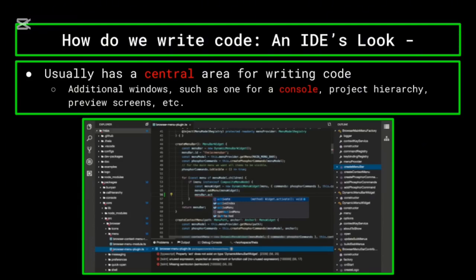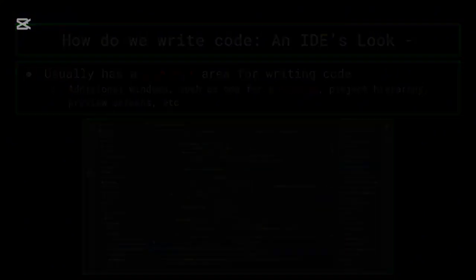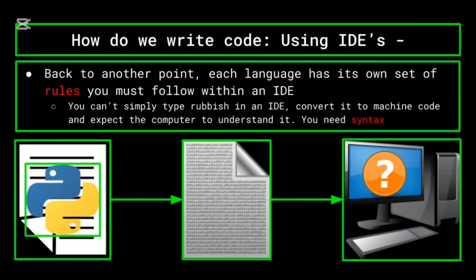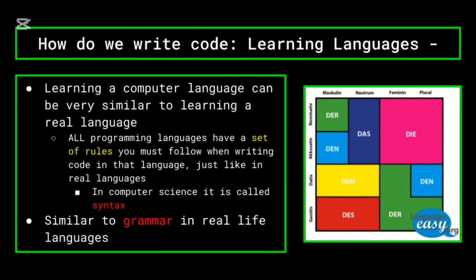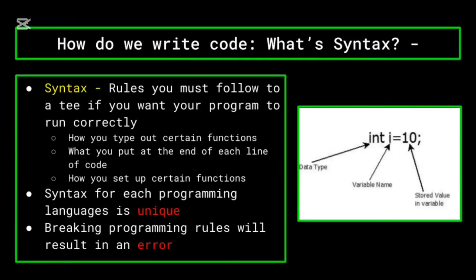The next problem we run into then becomes how do we write this code in the IDE? Because it's not like we can just type random words from a certain programming language and expect the computer to understand. This is where a programming language's syntax comes into play. Now, just as if you were learning a real language, learning a computer language can be very similar. Some have different styles that may seem odd. Some may make you use weird or abstract concepts which may be confusing, and like all languages, programming languages have a set of rules that you must follow when writing code in that language, and at the forefront of those rules is grammar.